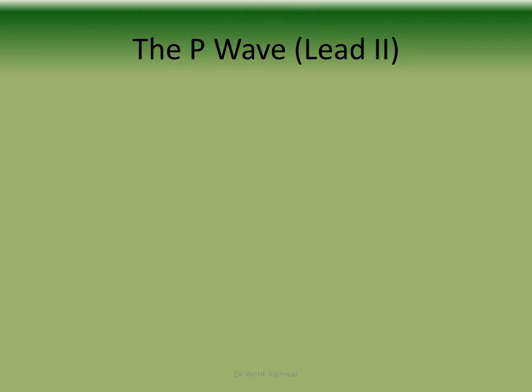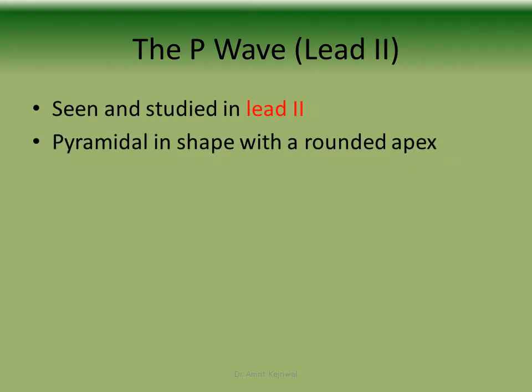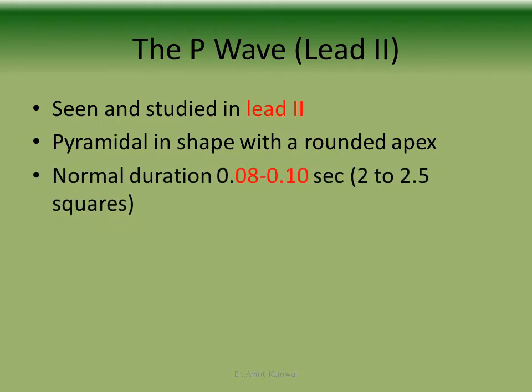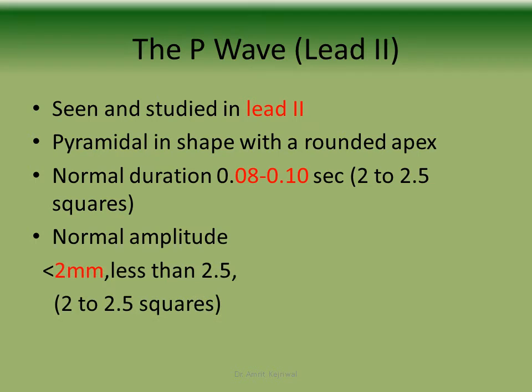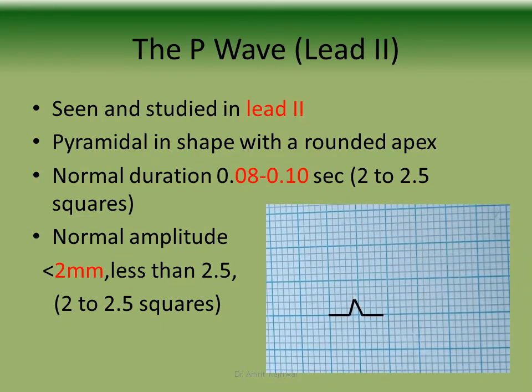Coming to the P wave, the morphology of the P wave in lead 2. It is seen and studied in lead 2. It is pyramidal in shape with a rounded apex. Normal duration is 0.08 to 0.1 second, that is 2 to 2.5 small squares. Normal amplitude is less than 2.5 millimeters, that is 2 to 2.5 squares. So we can see over here, this is how the P wave looks normally. Of course, it should have a bit of rounded apex, not possible with computer graphics.